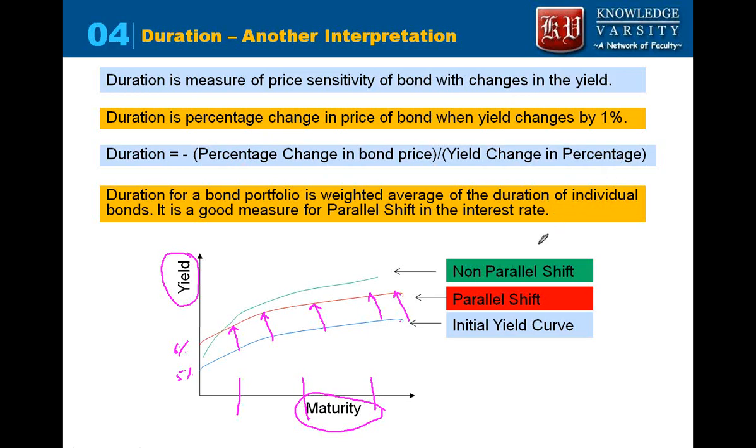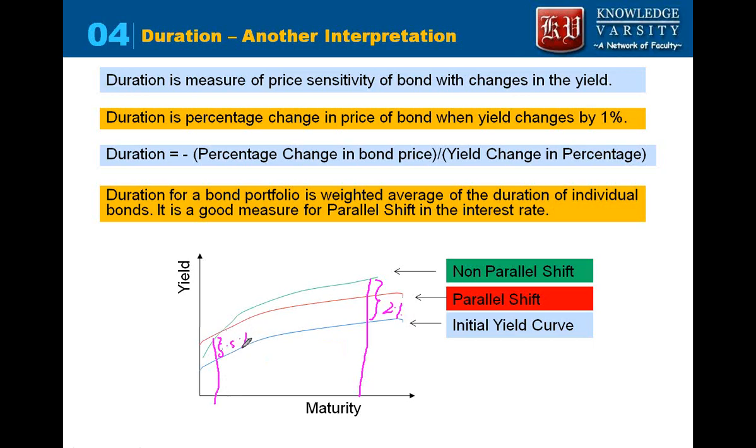But what can happen is there is a non-parallel shift in the yield curve. There can be a situation when the yield curve shift is not parallel. What I mean by non-parallel shift is, for this maturity, the yield curve has shifted by this point, let's say 2%. But for this maturity, the yield curve has shifted by only 0.5%. So due to this, the price change of the bond of this maturity will be more than this maturity.